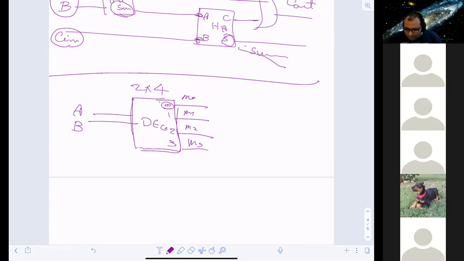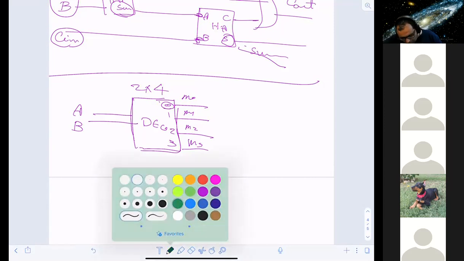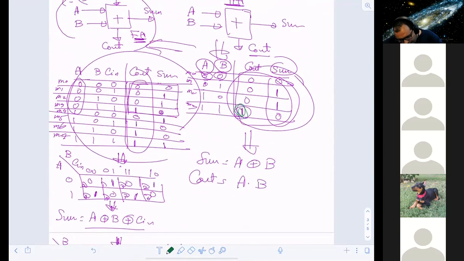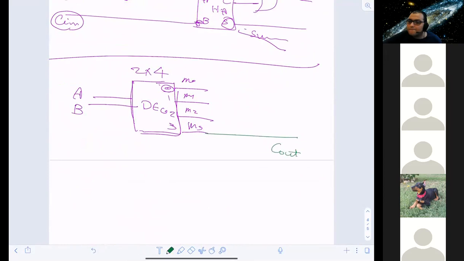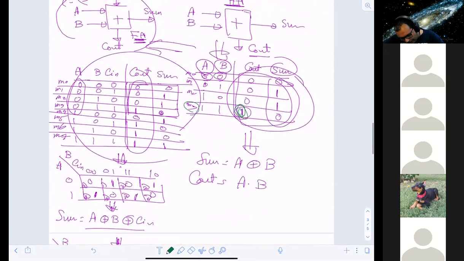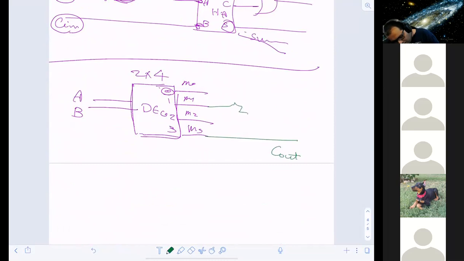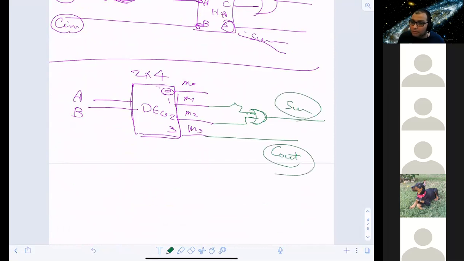And when it comes to sum and carry out, here's the thing. Look, for the carry out, M3 is the only one, right? So I can just extend this one and say this is my carry out. Then for the sum, M1 and M2 are the ones that make this function 1, right? So I can say that M1 with M2 ORed will be my sum. By adding this OR gate in front of you, I provided the sum coming out of the decoder. Just with an OR gate, I'm done with the decoder to bring you a half adder. The outputs here are the sum and carry out. That makes sense?